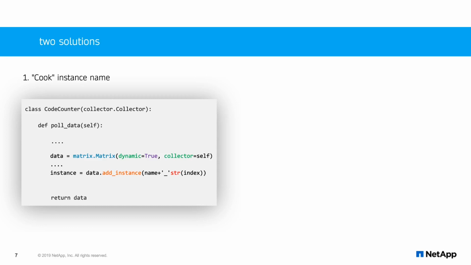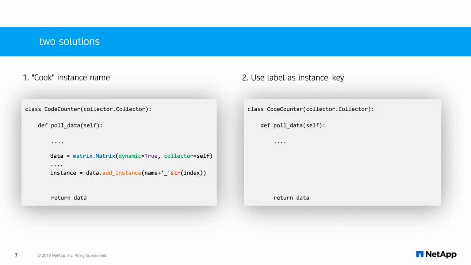So what we did in my example in this collector, we used the file path instead of the file name. We concatenated the directory path and the file name, and we were sure that the instance name was unique. Another more advanced option is if you have a label which is unique, you can tell the matrix to use this label as the instance key. The way you do it is just add another argument when you initialize the matrix, and make sure that you always add the label to your instance whenever you declare an instance.